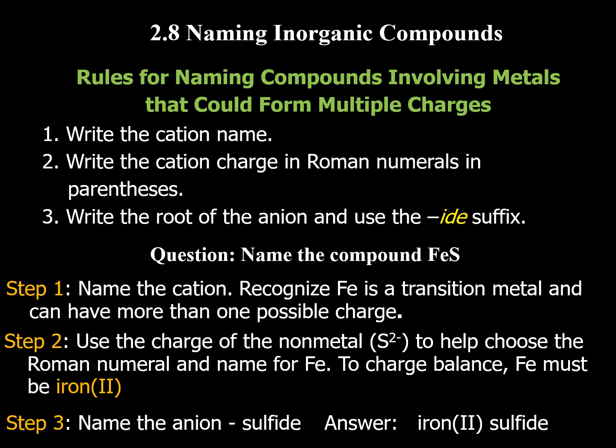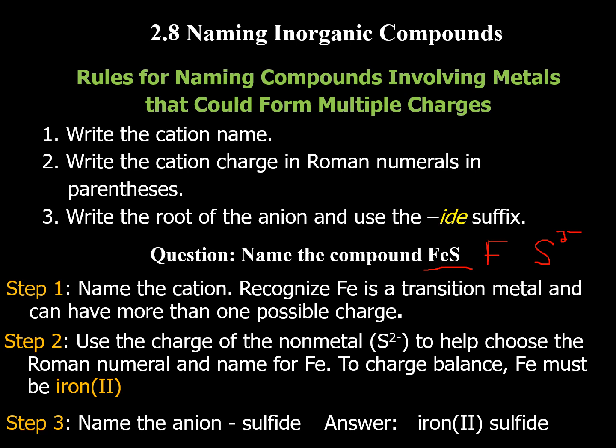So if we just go straight to the example, name the compound FeS, that'll be iron and sulfide. So you ask, well, what's going to be the charge for the iron? Is it going to be +2 or +3? We know sulfur is 2-.